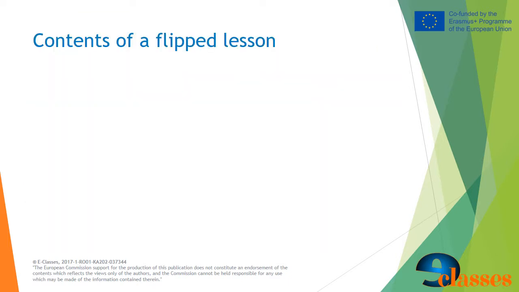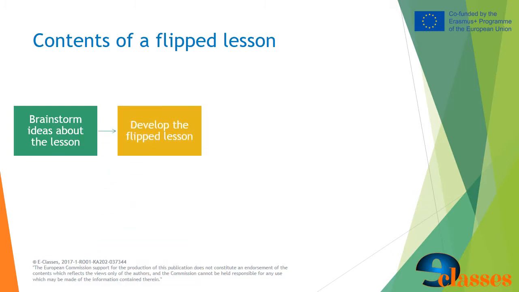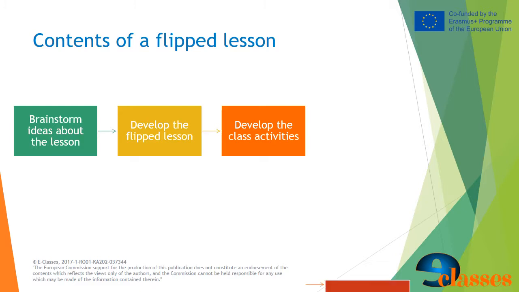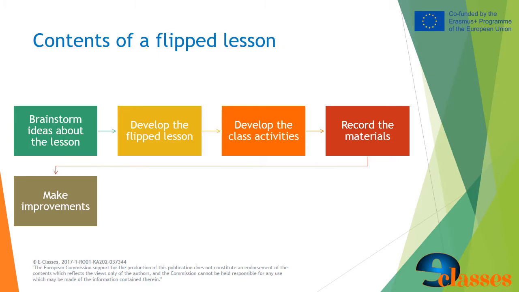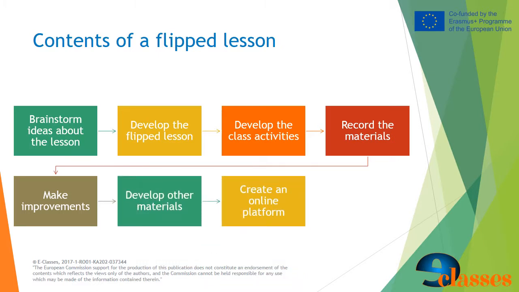When planning and organizing the content, the first step is to brainstorm ideas about the single lesson to be flipped. After that, develop the flipped lesson with key focus on the online activities and the assessments. The next step is to develop the in-class activities, and then record the lesson. Think about what can be improved and add more materials you can think of. Finally, create a website where students can watch all flipped lessons.